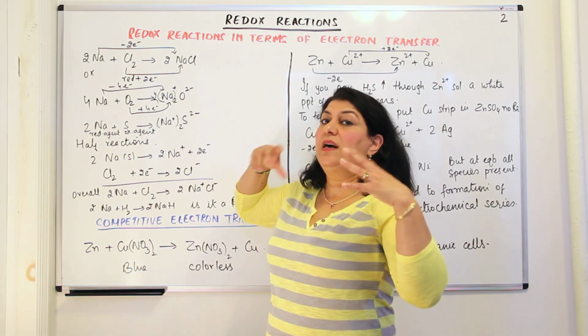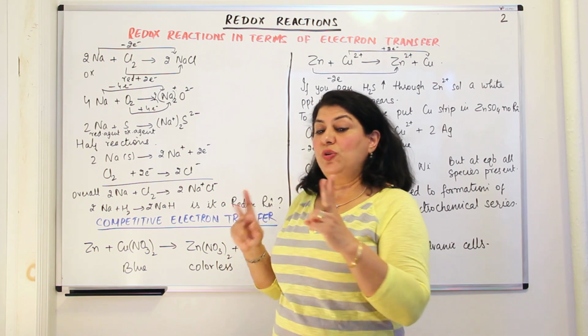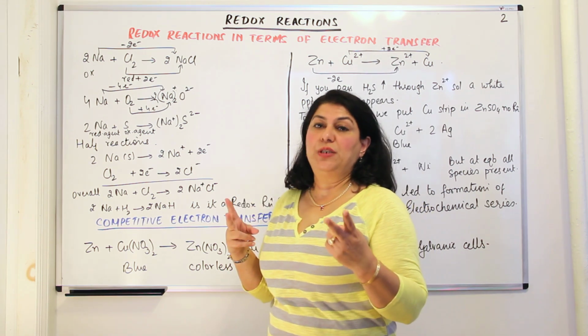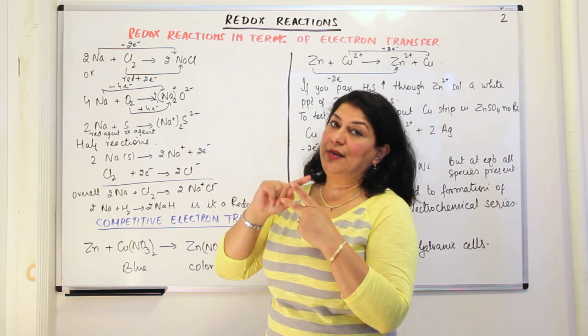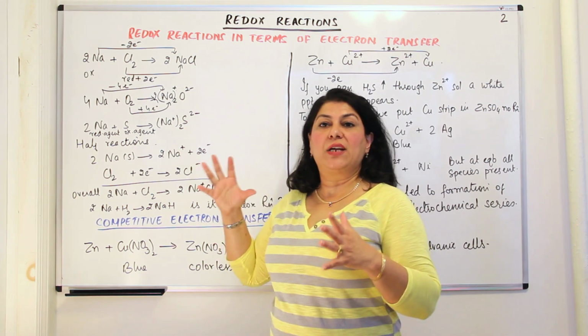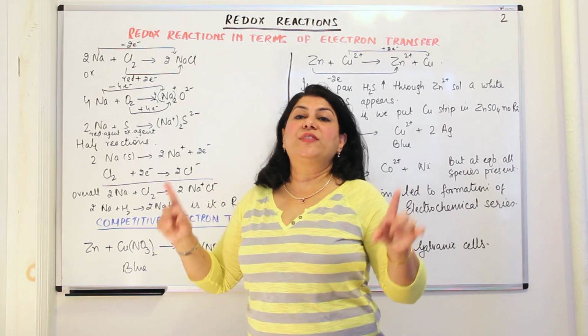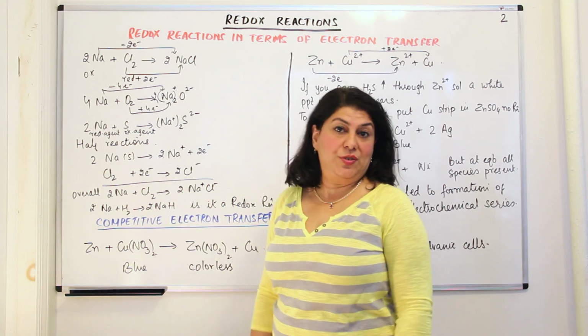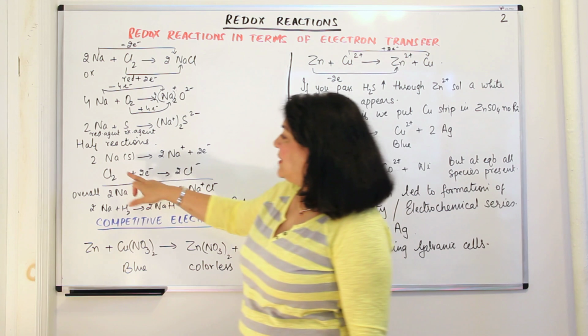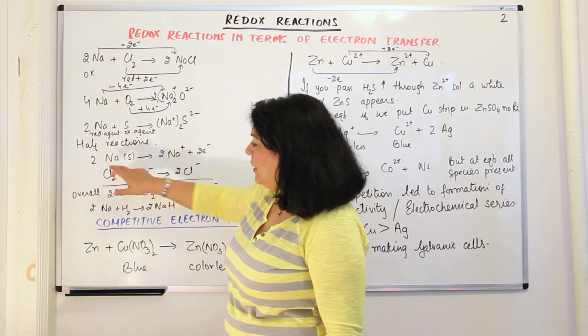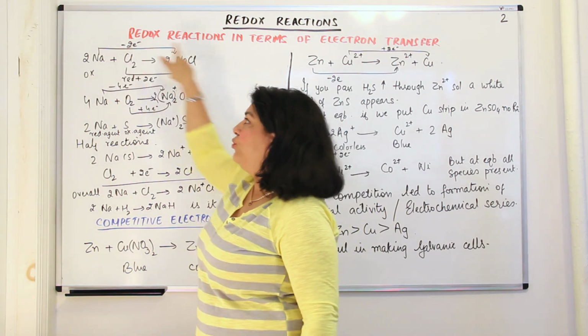redox reaction can be understood as 2 processes. I told you there are 2 processes which are taking place simultaneously: oxidation and reduction. So each redox reaction can be divided into 2 halves, and these halves are known as the half reactions. So if you take this example of sodium chloride, let us write only the reaction of sodium.